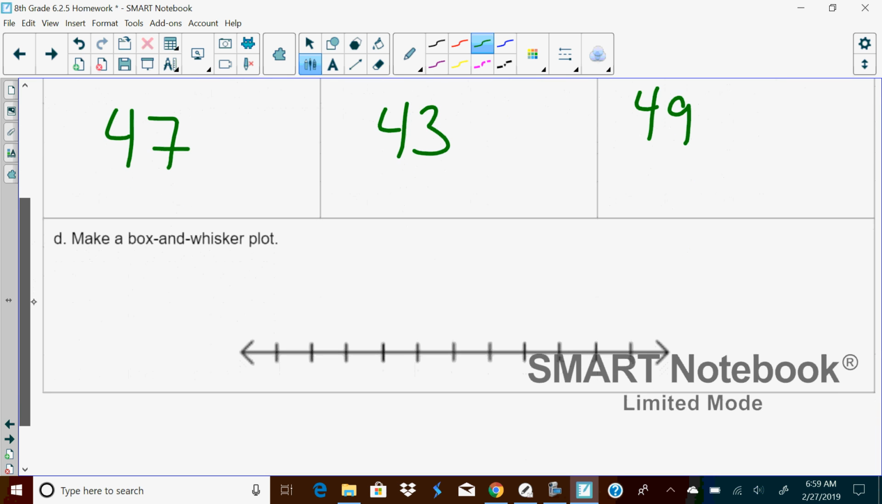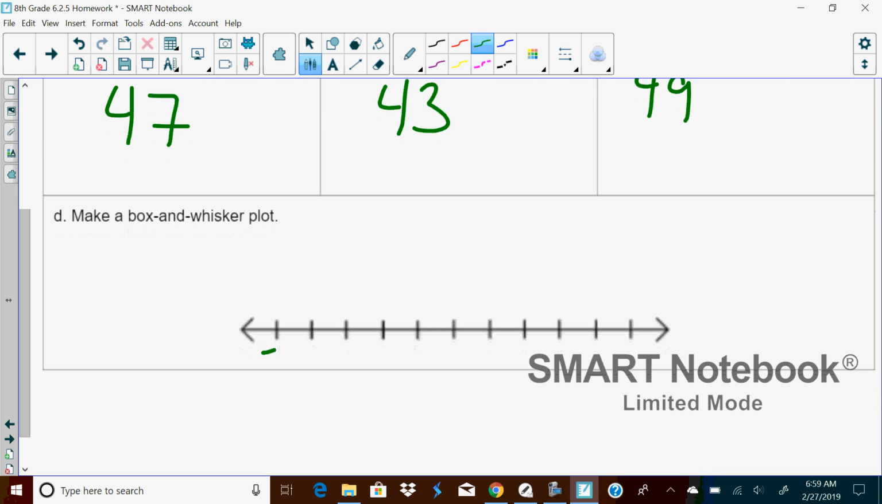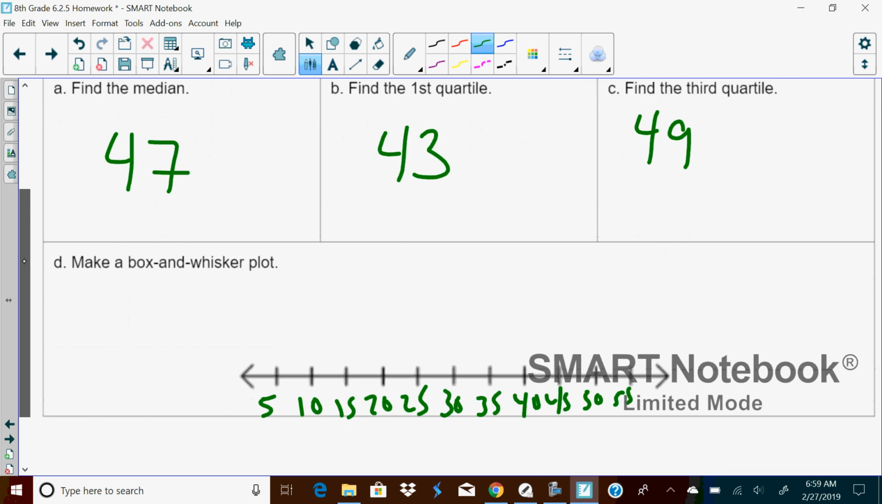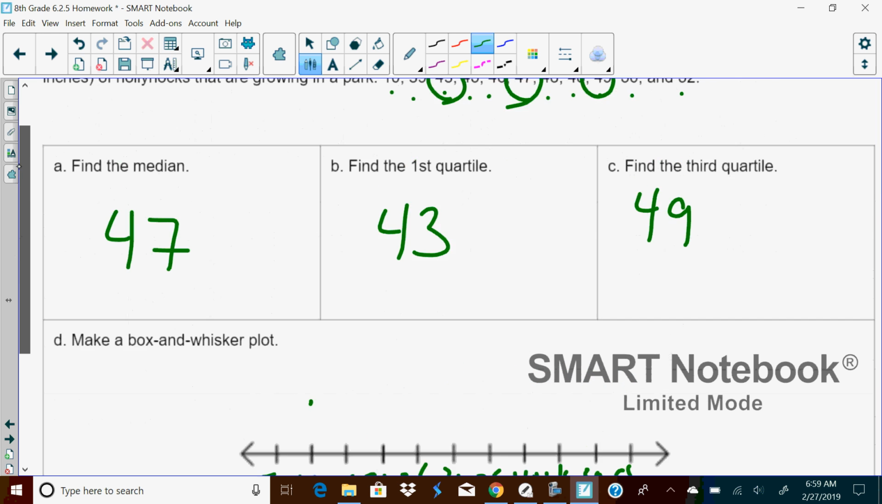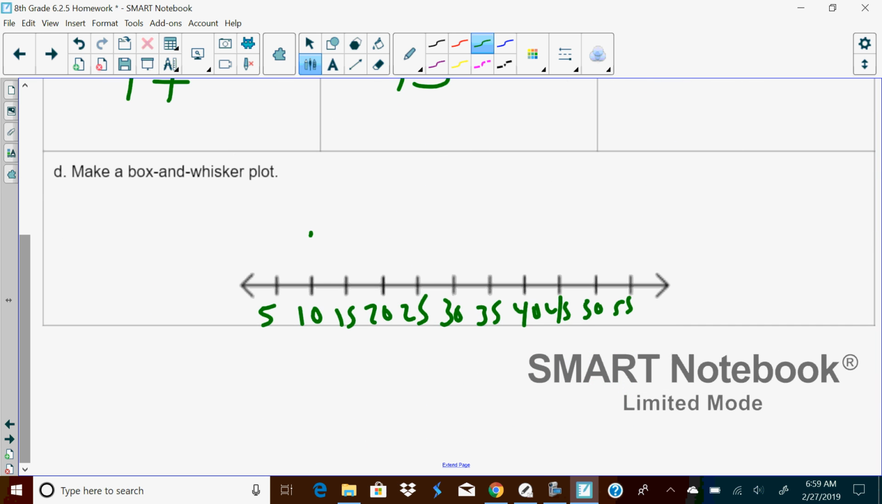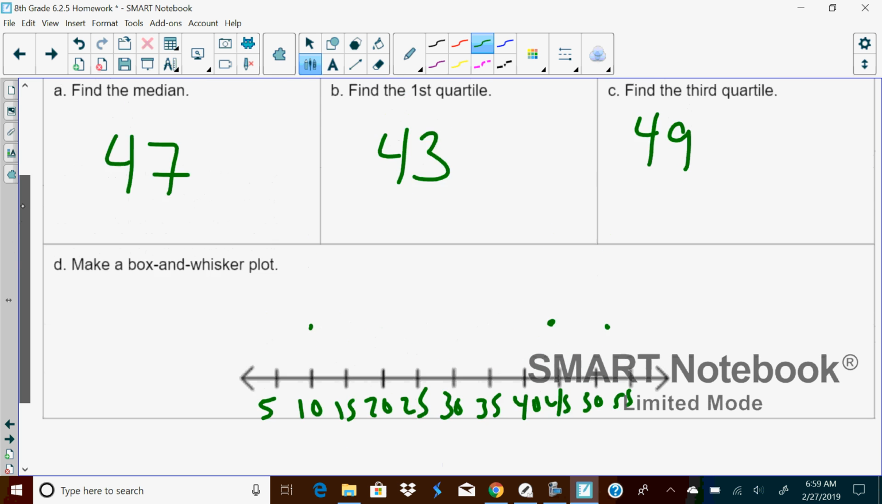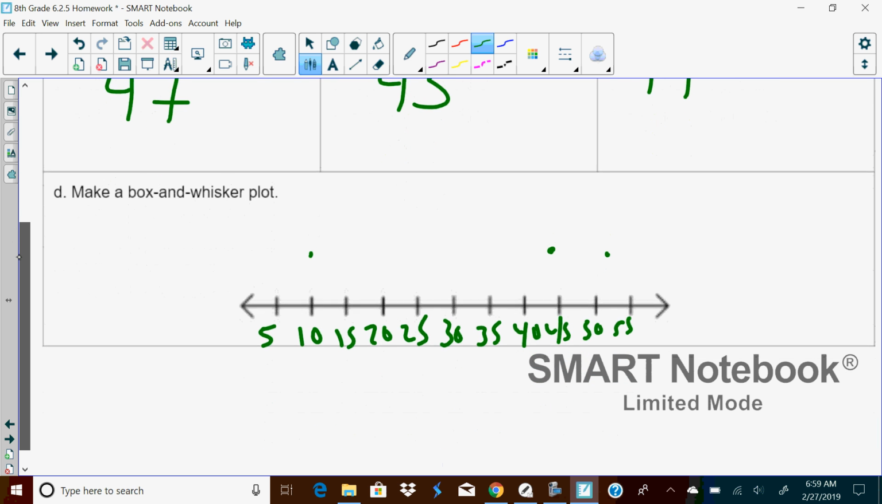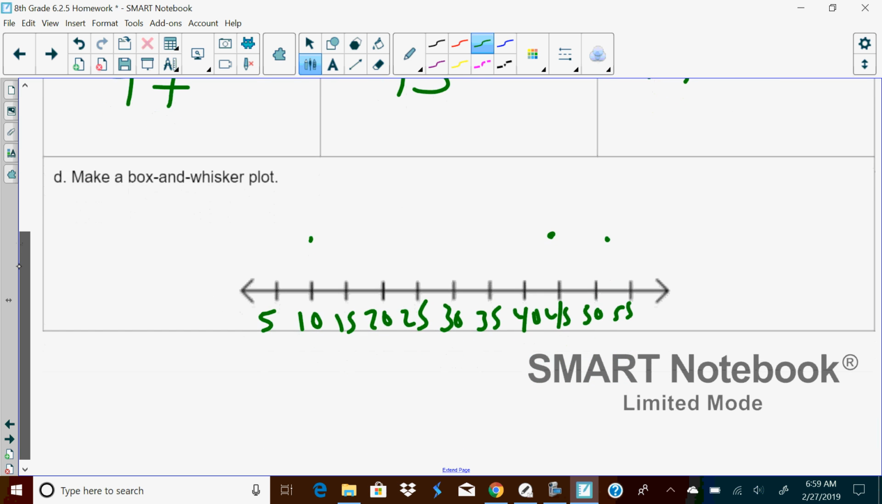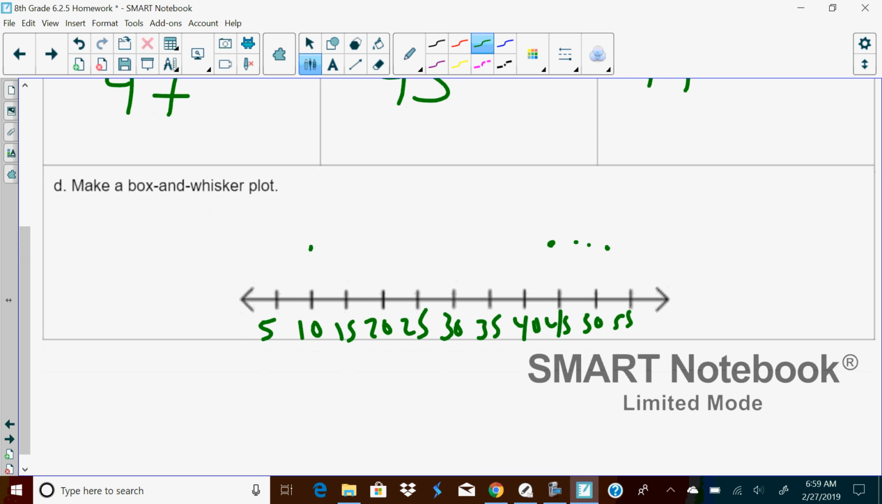So then it says make a box plot. So I chose to count by 5s. Then I need the lowest number, which is 10. So it would go right here. The biggest number is 52. Then I plot 43, 47, and 49. So when I make my box, it goes around these numbers. It should look like that.